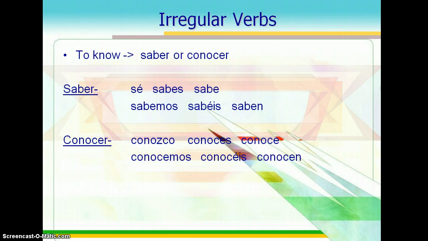A couple other irregulars we need to remember. Both saber and conocer mean to know. Saber is to know facts or information. Conocer is to be familiar with or to be acquainted with. You'll notice the differences. These are also differences in the yo form. So yo sé, with an accent. Yo conozco. So yo sé la información, but yo conozco la ciudad de Madrid.